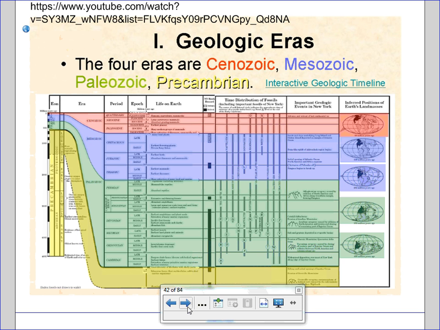We can take those eons, split them into 4 eras. They are the Precambrian, the Paleozoic, the Mesozoic, and the Cenozoic. So for an example of these eras, watch this little video that gives you an idea of what each era was like.